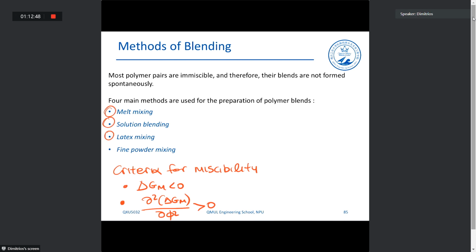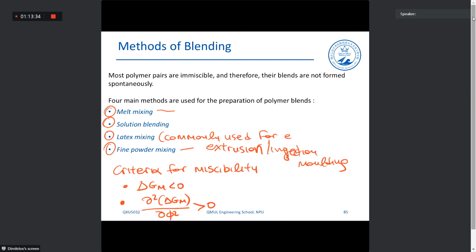And we have generally four main methods for preparation of polymer blends: melt mixing and fine powder mixing, which take place by extrusion, or injection molding sometimes. Solution blending, where we said that we dissolve the two polymers within a common solvent, and then we mix them while they're dissolved within the solvent. And latex mixing is commonly used for elastomeric materials. So we create these water emulsions in order to mix two elastomers in a kind of watery form. Okay.